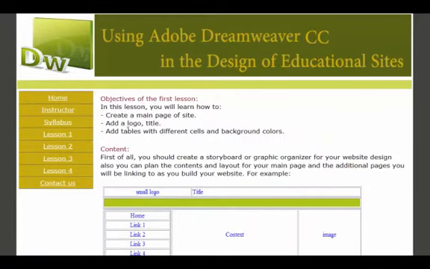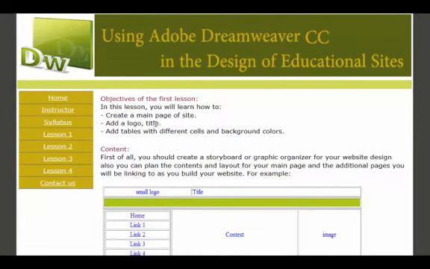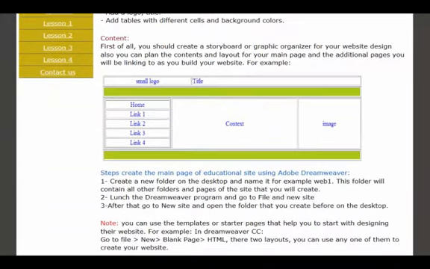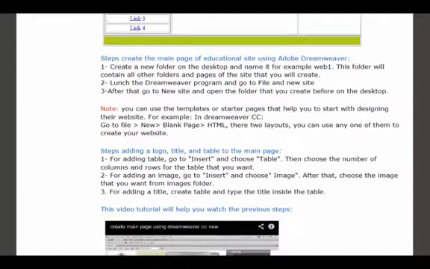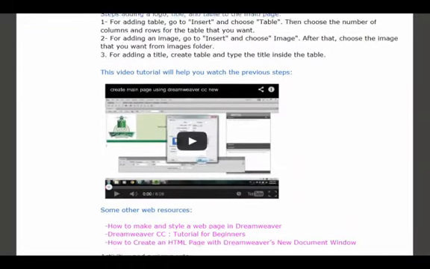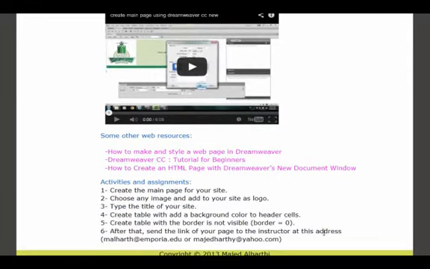In the beginning of each lesson, the faculty members were introduced to the objectives that they will learn during the lesson. Also, each lesson involved on-screen text, a video tutorial, and links to other web resources explaining how to use Dreamweaver Creative Cloud and the design of educational sites.